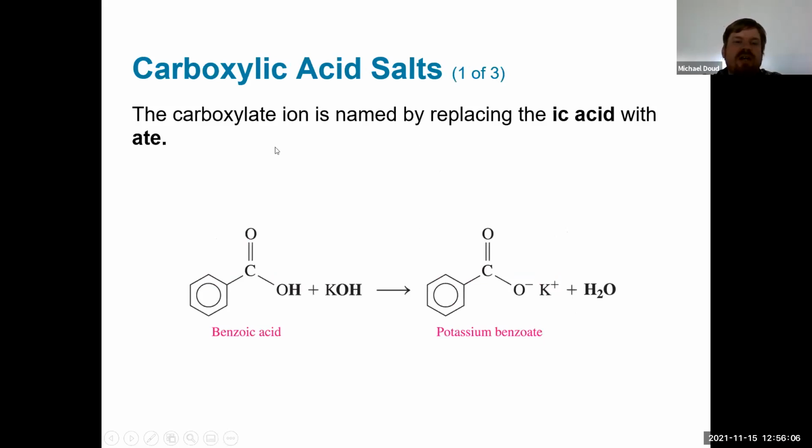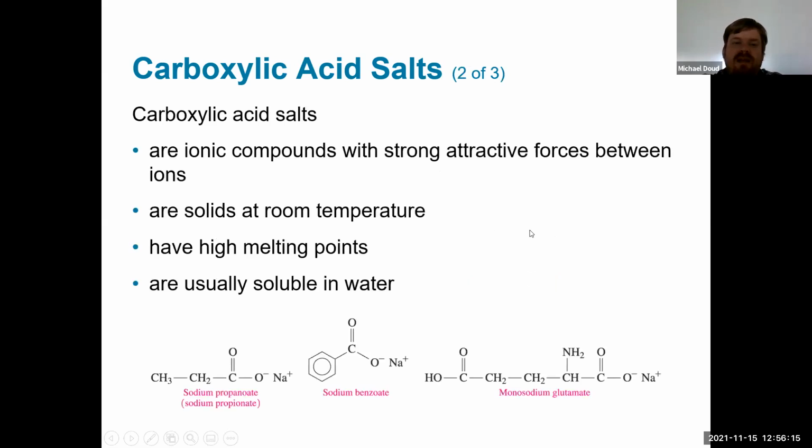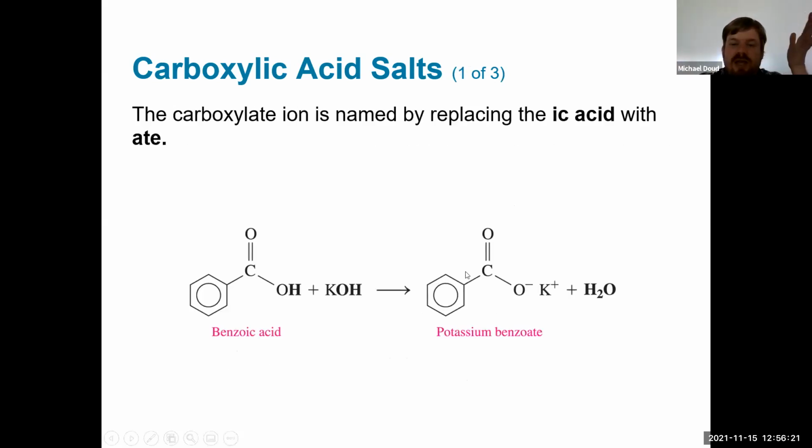Okay, I already mentioned this here, but the carboxylate ion is named by replacing the "ic acid" with "ate". So benzoic acid becomes benzoate, for example. And then the way that you name the salt is just use the cation name followed by the anion. So here, benzoate being the negative charge, that's our anion. Potassium in this case from potassium hydroxide is our cation. So we call the salt between potassium and benzoate just potassium benzoate, just like we named those ionic compounds so long ago this semester.